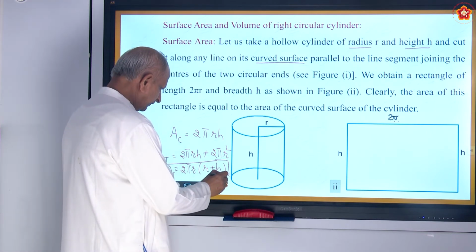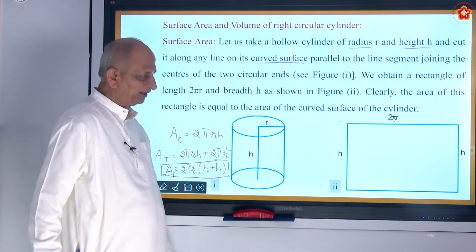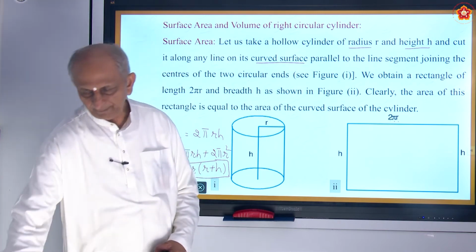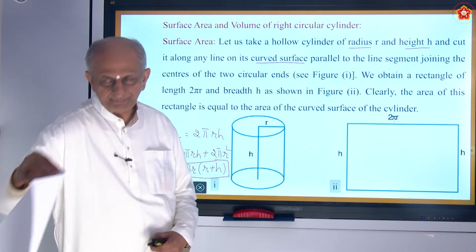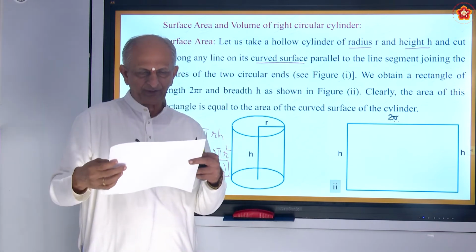Okay, total surface area of a cylinder. This is the curved surface area of a cylinder. I can show it on paper also, and you may try it yourself. Seeing by doing, so if you can do it yourself.